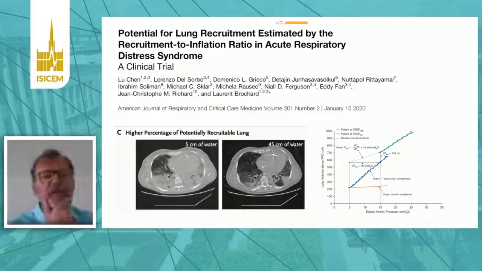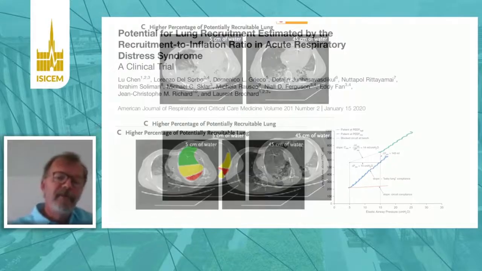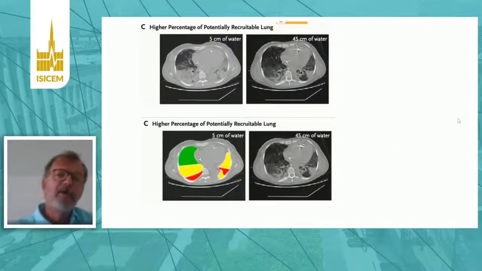This is a paper we published with Lu Chen and co-workers validating a bedside method, which we call the potential for lung recruitment, estimated by the recruitment to inflation ratio. You can find this method very easily on our website, on our blog, and there is video to show how to do it.